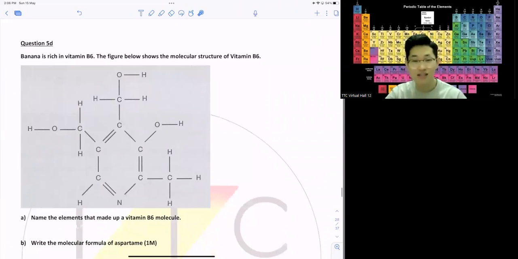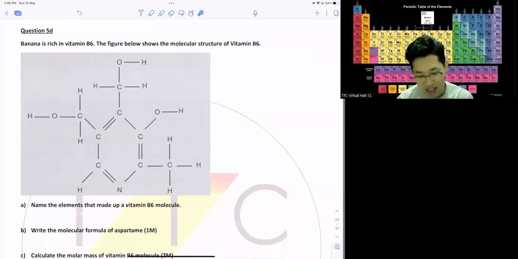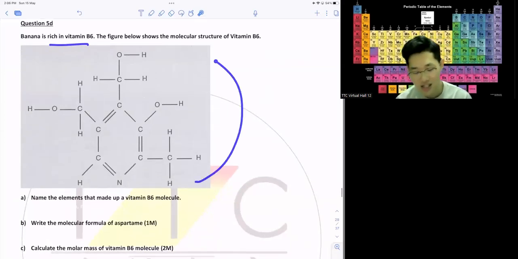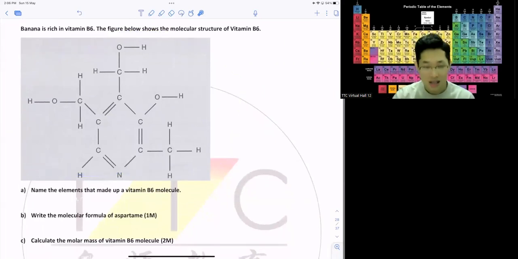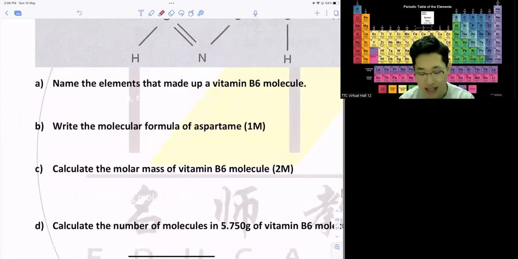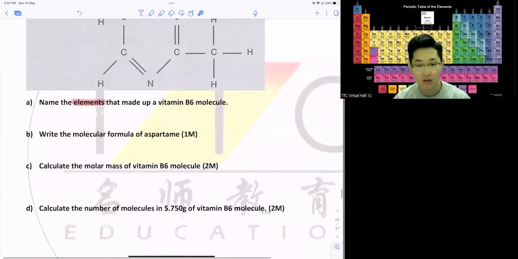Okay, can you do this one, since you are quite fast. Banana is rich in vitamin B6. This structure shows the formula of vitamin B6. Name the element that made up a vitamin B6 molecule.